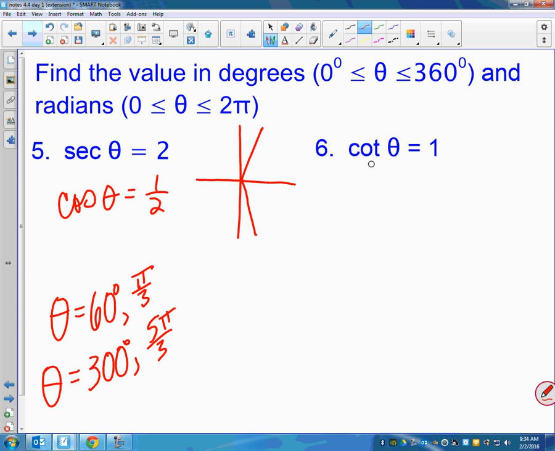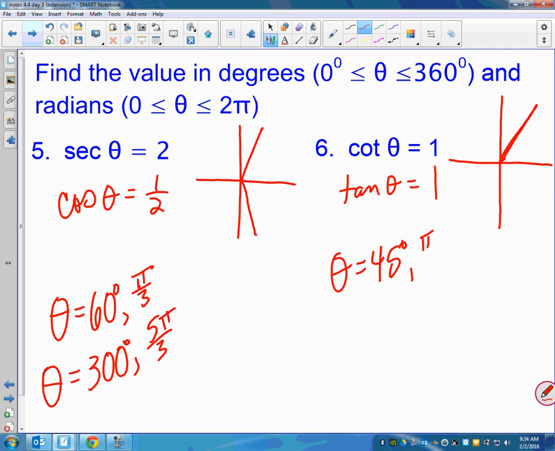Same thing with this. Where does cotangent equal 1? Well, I'm going to switch that around, even though it's the same thing, and say, where does tangent equal 1? What angle is going to have a tangent of 1? Tangent is y over x, right? So the only way it's going to work is when x and y are the same ordered pair, which is in quadrant 1 at 45 degrees, of course.